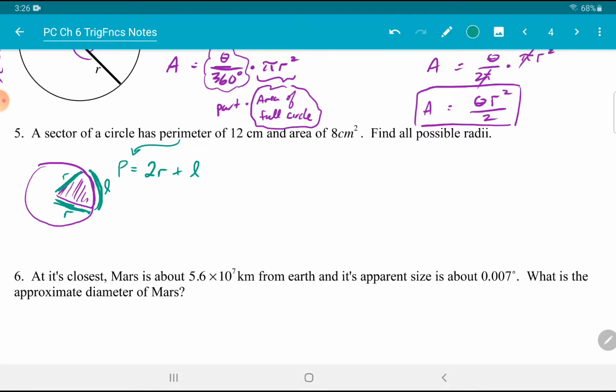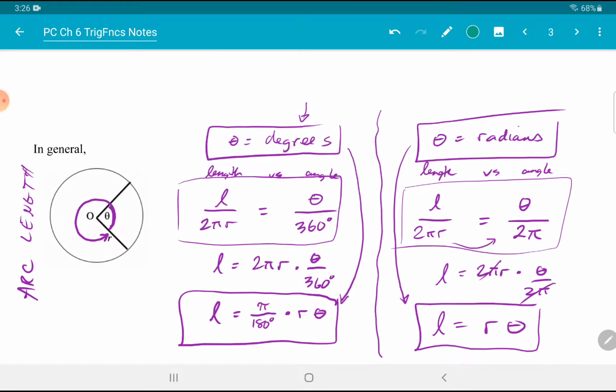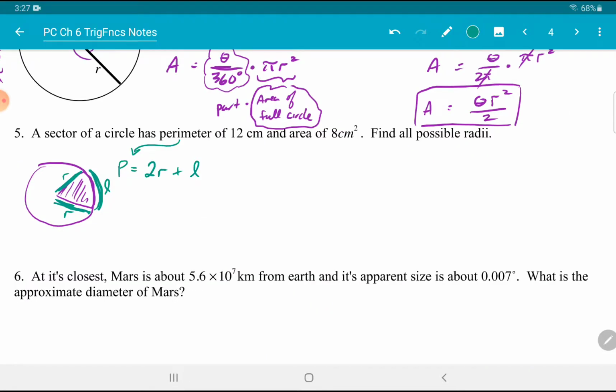Oh, wait, I think we had a formula for L, didn't we? Going back to our previous page, we said that arc length can be written as r times theta. We can use any one of these formulas, but I'm going to stick with radian measures, because when we work with circles, we tend to default to radian measurements. So I'm going to reclassify my perimeter equation as perimeter equals 2r plus L, and L is the same thing as r theta. And we also have the extra piece of information that the perimeter is 12. So 12 equals 2r plus r theta.